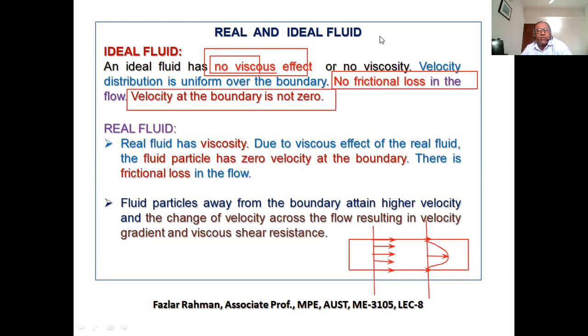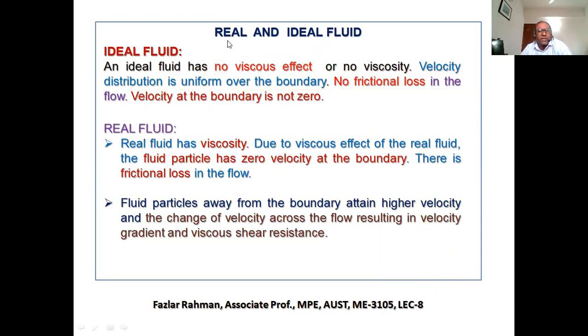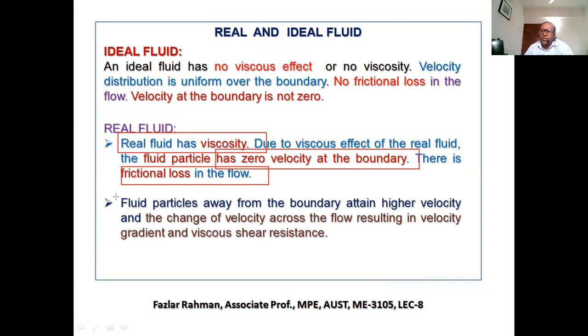But in a real fluid, the fluid has viscosity, and due to the viscous effect, the fluid particle has 0 velocity at the boundary, that means at the surface of the wall, and there will be a frictional loss in the flow. And it is saying that in the case of a real fluid, particles away from the wall will have a higher velocity. And there will be a change of velocity across the flow.